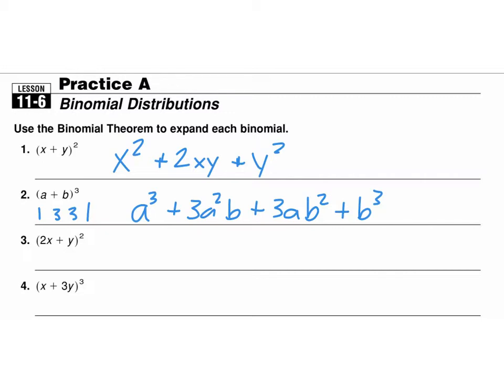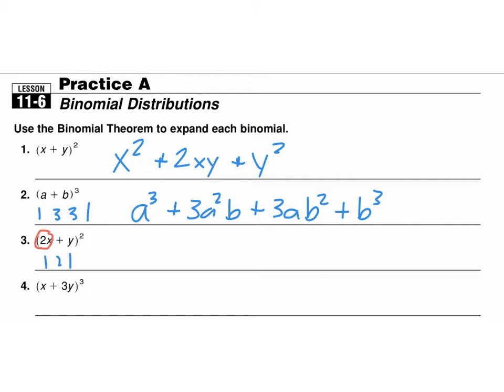In this third problem, things are slightly more challenging because there's this little 2 next to the x. And we need to consider those as one term. So whatever I did to x in the last problem, I'm going to do to 2x in this problem. And since we're to the second power, we're just dealing with the coefficients 1, 2, 1.